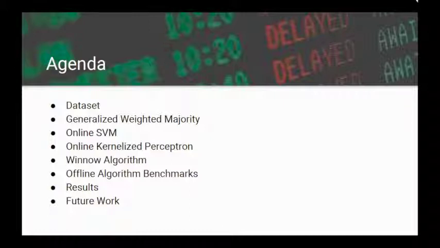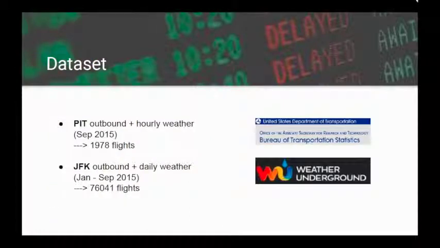Here's the agenda of the day, and the first thing we'll talk about is the data set. We obtain our data from publicly available sources like the Department of Transportation. We have two data sets in our experiments. First is Pittsburgh outbound flights during September 2015, and there are roughly 2,000 flights. Second is JFK outbound flights during February 2015, and there are roughly 7,000 flights.